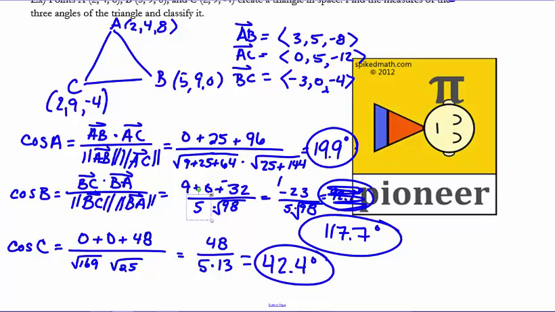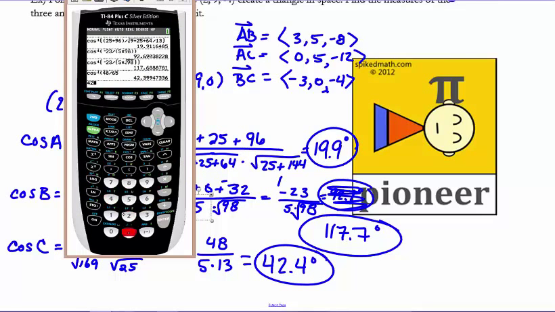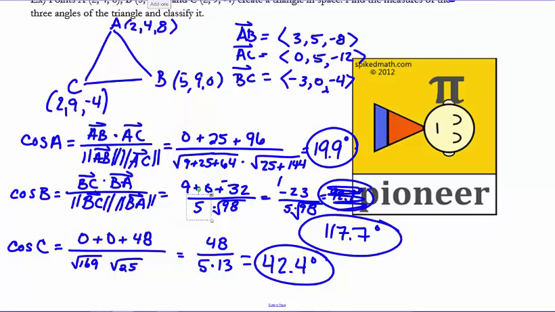All right, now let's check here. So I have 42.4, 117.7, and 19.9. 180. Woo! See, look at that. I caught my mistake, and it worked out. Ta-da! All right, so here's my three angles. Classify it. Well, it's going to be obtuse, and I can also tell right now that it is scalene.